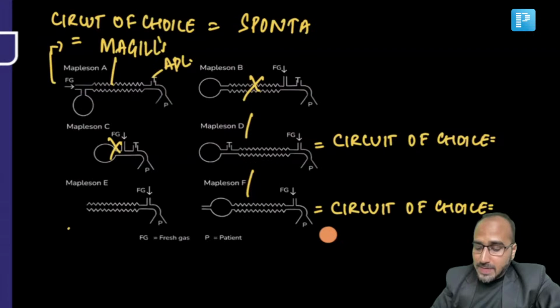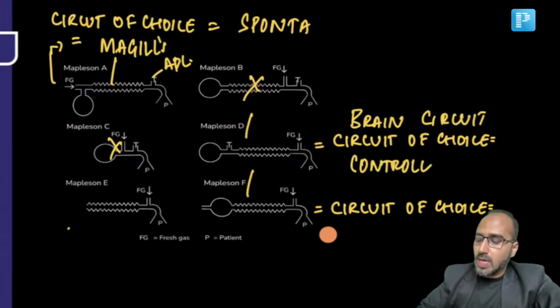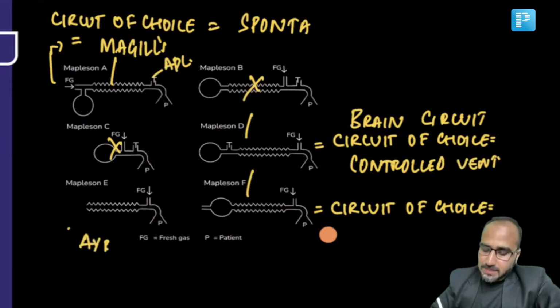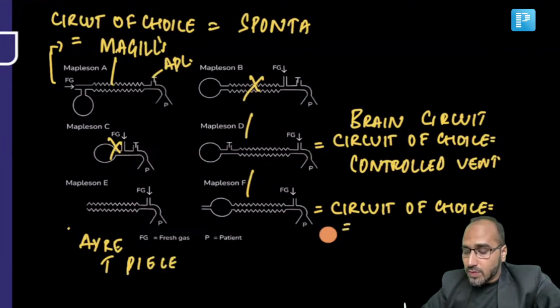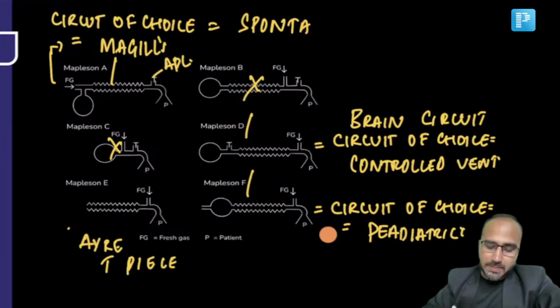Now coming to Mapleson D circuit, where the APL valve is away from the patient. It is also called the Bain circuit, and it is the circuit of choice for controlled ventilation. Again, I have explained this circuit in the LRR. Then Mapleson E is a bagless and valveless circuit, also called Ayre's T-piece. And last is Mapleson F circuit, the circuit of choice for pediatric patients, whether controlled or spontaneous ventilation.